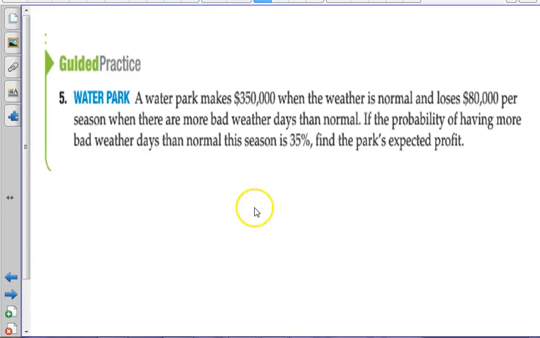All right, we're going to try this question. A water park makes $350,000. Do you have this one or not?